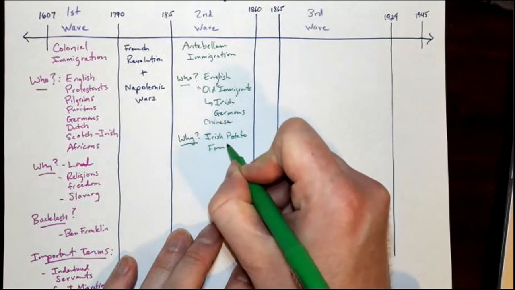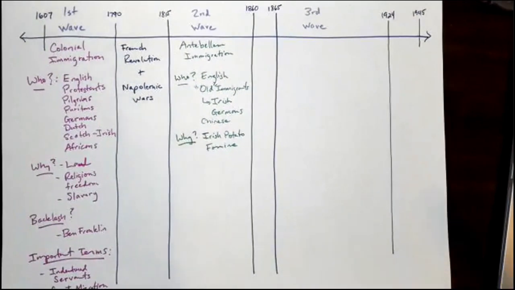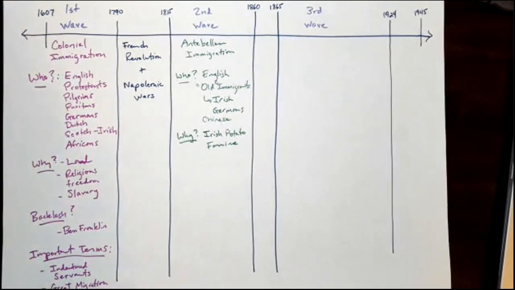And the Irish potato famine and just the issue of starvation really made a lot of Irish want to leave that country just to find food. America was considered a place where there was lots of food. It was a plentiful country, and so many were attracted to this part of the world.